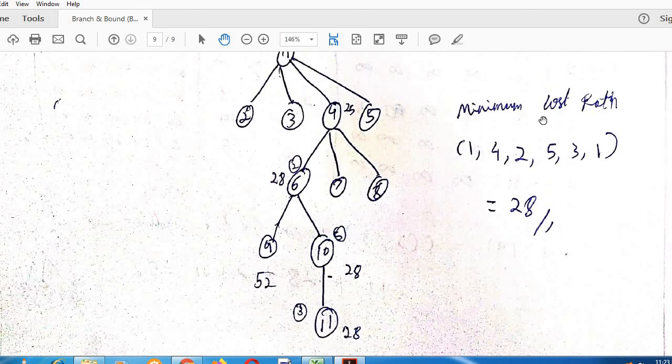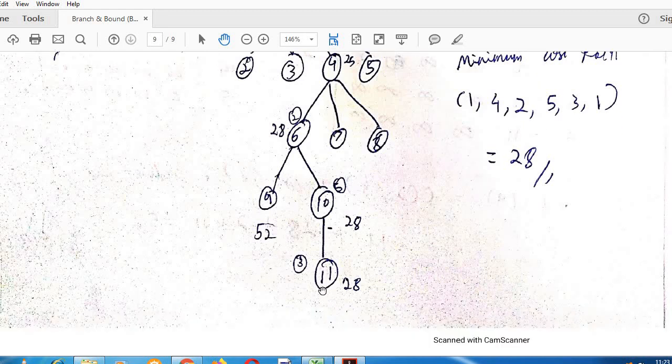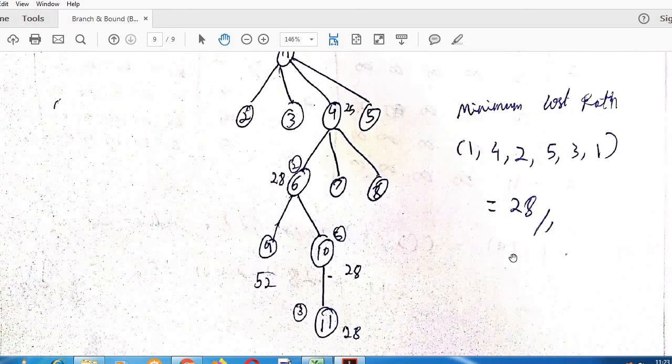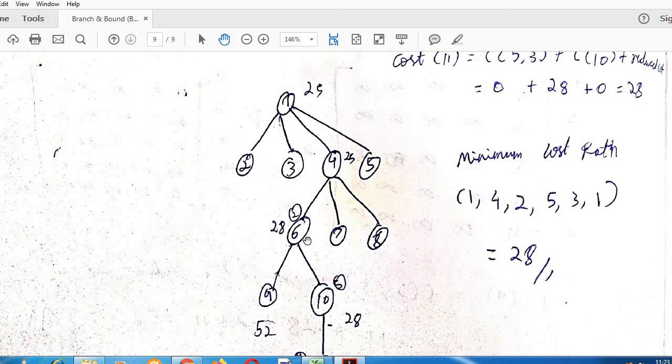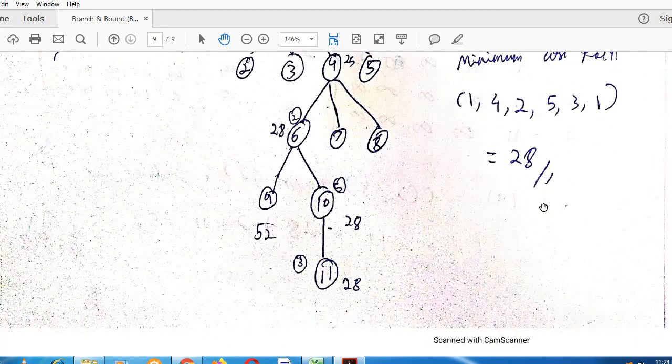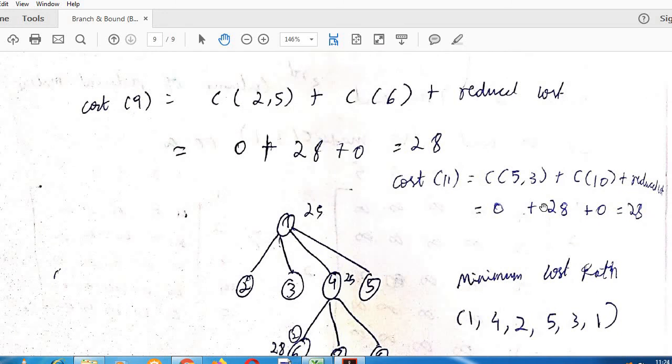So the minimum cost for reaching 1 to 4, 4 to 2, 2 to 5, 5 to 3, and after reaching node 3 we have to traverse back to the source vertex, node 1. The least cost value will be 28. So the minimum cost path is 1 to 4, 4 to 2, 2 to 5, 5 to 3 and from 3 back to 1, and its associated cost value is 28. With this I have solved the traveling salesman problem using the branch and bound algorithm.